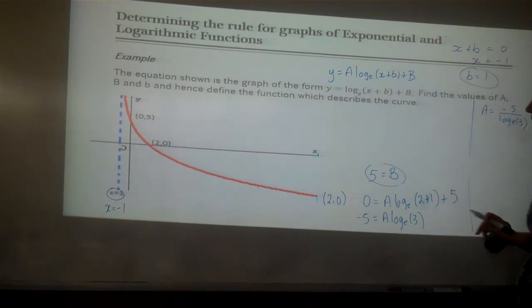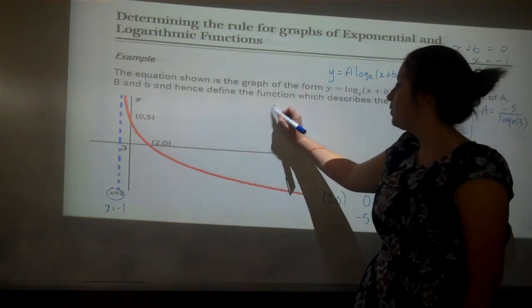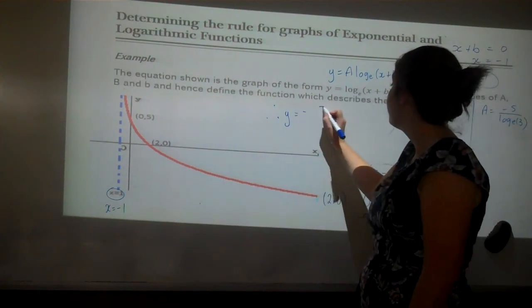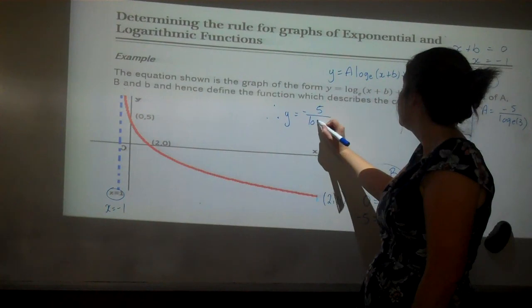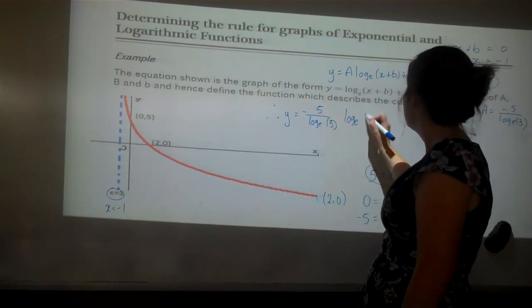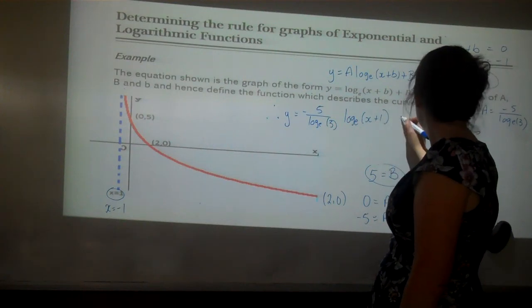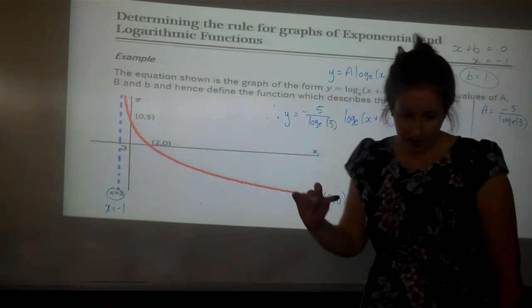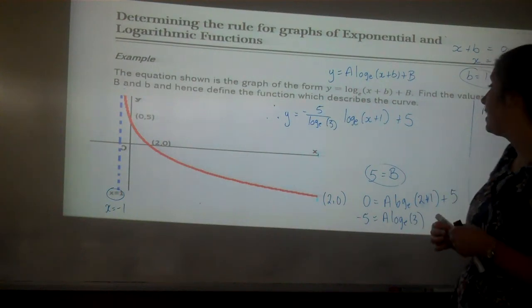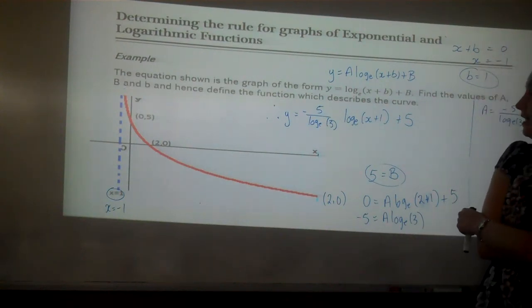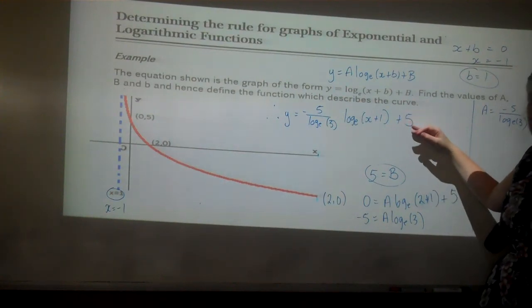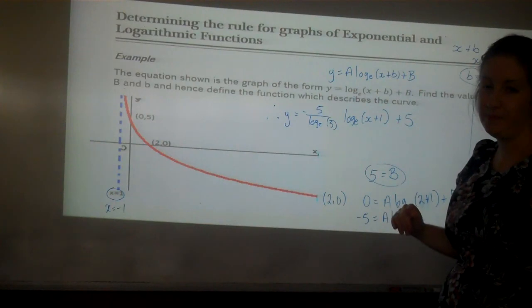When we substitute these values in, therefore our final equation would be y equals, instead of a, I have negative 5 on log e of 3, then I have log e of x plus 1 plus 5. Okay, so we've got our final equation there. Unfortunately, we can't work this out any better than that. We're unable to simplify it either, so that messy looking final equation is our final answer.